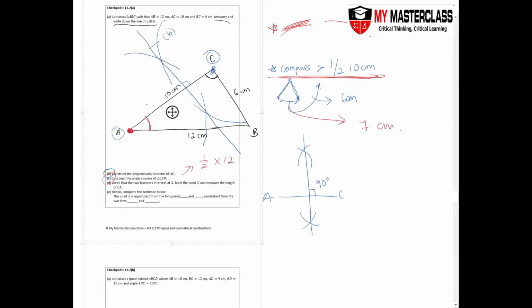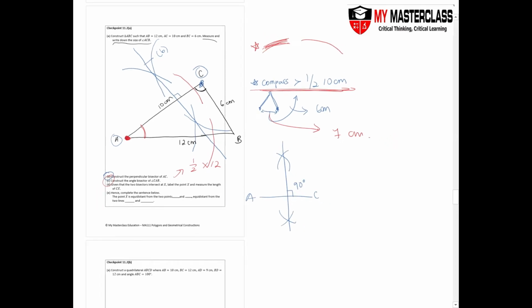Knowing that it's about 7 cm, put your compass at point A, extend it out, you should probably get a distance that will cut both AC and AB. Once you're done, put your compass at this point. Note where I'm drawing here.